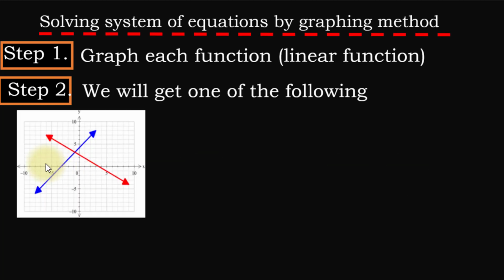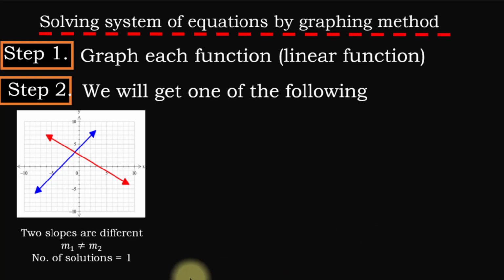The first, we have two lines intersecting in one point, so the two slopes are different. M sub 1 is not equal to M sub 2. The number of solutions will be 1.